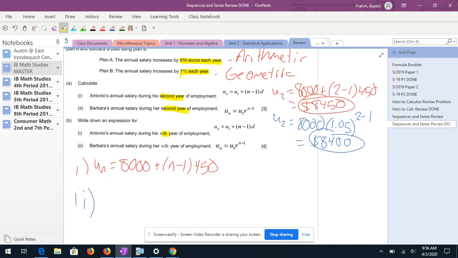So the nth year of employment. So her Un would equal 8,000 times 1.05 to the n minus 1 power. That's all you got to do for letter B.